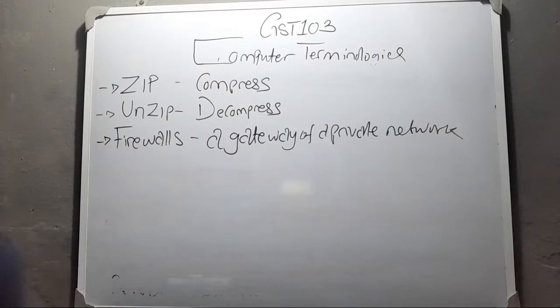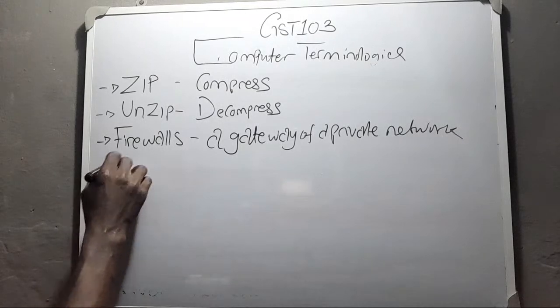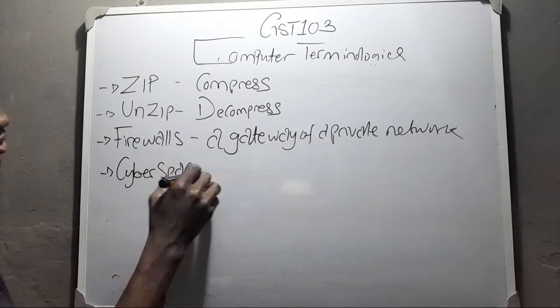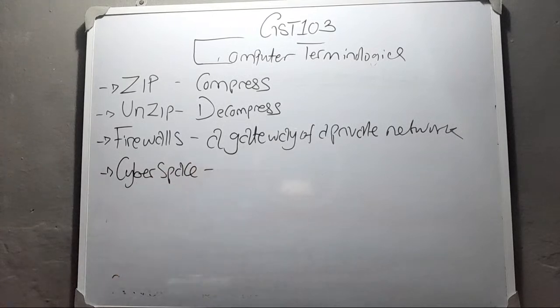So we have cyberspace. Cyberspace was originally used in the William Gibson novel Neuromancer to describe direct brain-computer networking, referring to a collective realm.